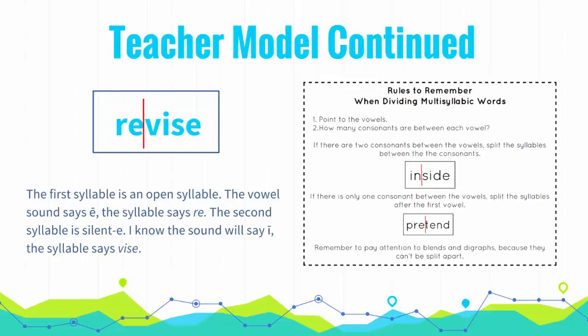Model these same steps with the second word, revise. Start by pointing to the vowels. Count how many consonants are between the vowels. Since there is only 1 consonant, draw a line dividing the syllables after the first vowel. Then read each syllable. The first syllable is an open syllable. The vowel sound says E. The syllable says re. The second syllable is silent E. I know the vowel sound will say I. The syllable says vise. The word is revise.